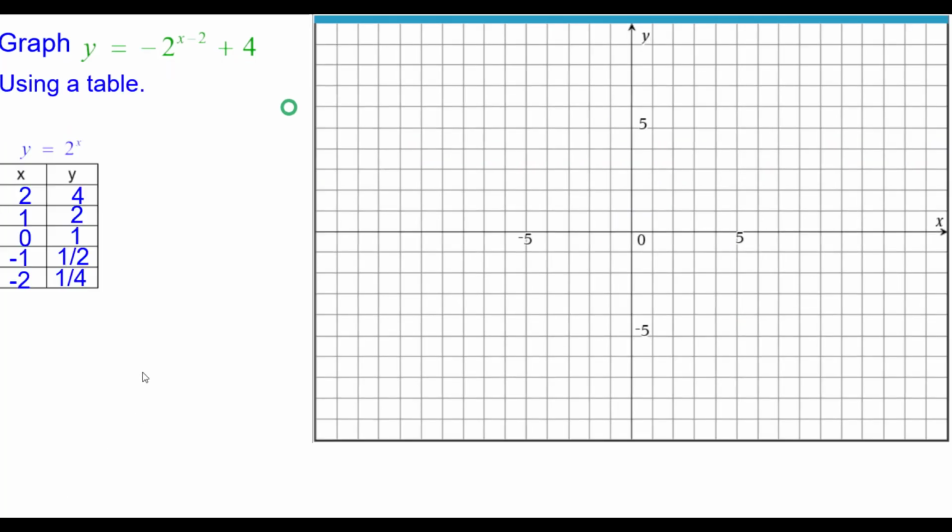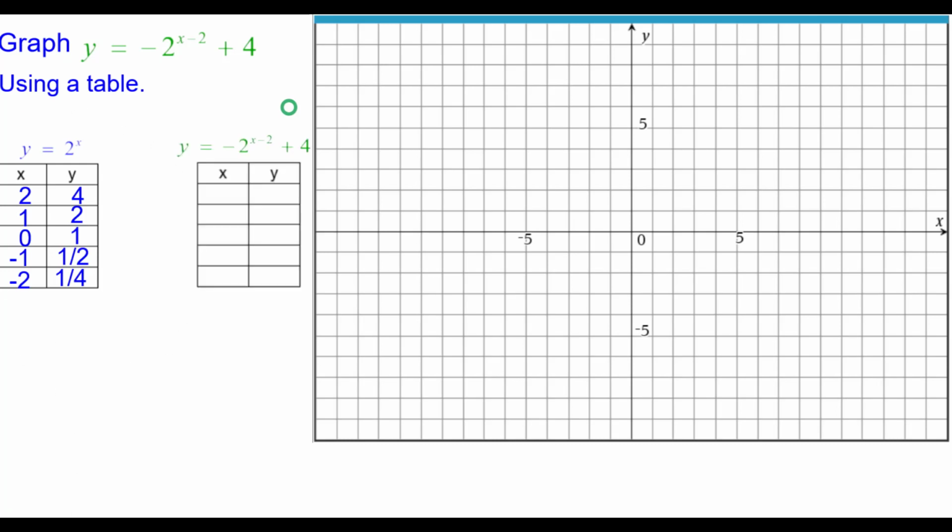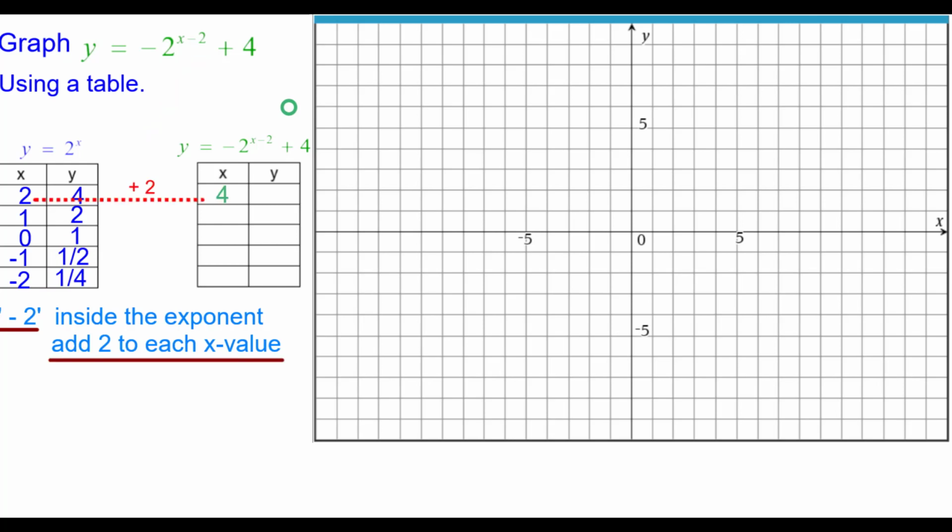Using a table, here are 5 points that we normally plot for our y equals 2 to the x parent function. The minus 2 inside the exponent means to add 2 to each x value. So 2 plus 2 is 4. We ask you to go ahead and finish these right here. Add 2 to each of the x coordinates. Press pause and then resume when you're ready. One plus 2 is 3. 2, 1, and 0. Press pause anytime if I'm going too quickly.